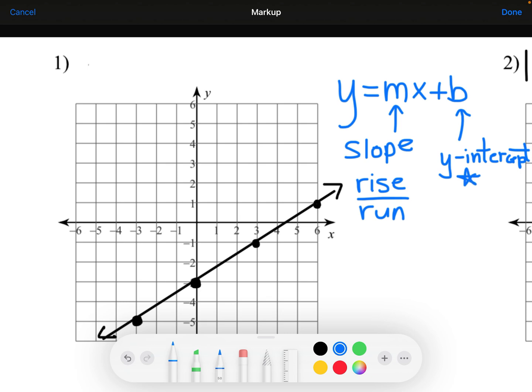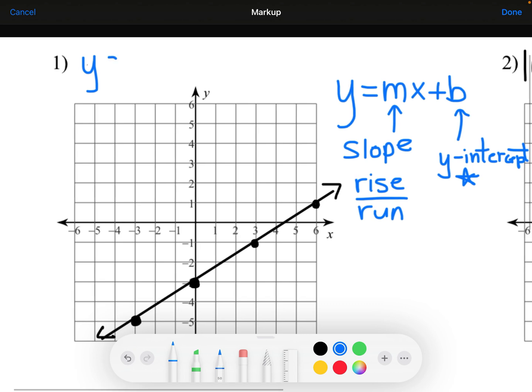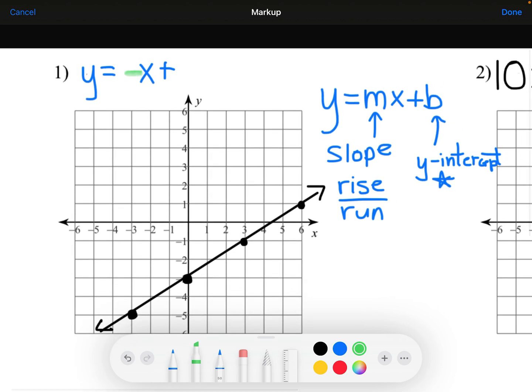So I'm going to write my framework of y equals mx plus b, but I'm going to leave a space for my m, my slope, and a spot for the b, the y-intercept. So I need to fill in these two sections with the slope and the y-intercept. Let's start with the y-intercept.